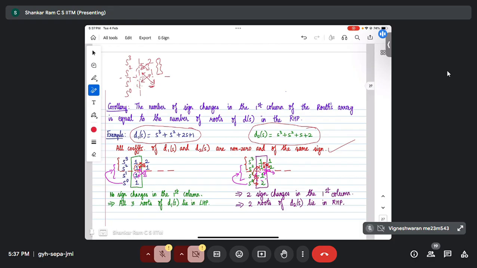So here we get a very simple, straightforward example, right? And then we look at the first column. What can we observe from the first column? Are there any sign changes?